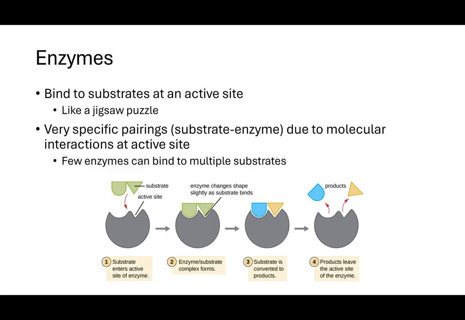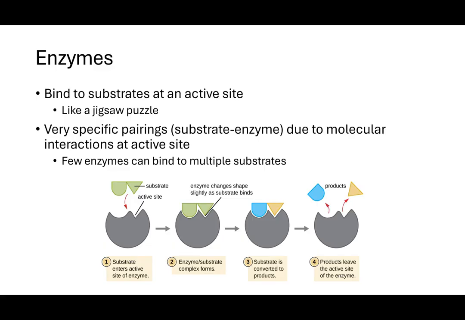So enzymes are going to bind to the substrates, so whatever they are going to act as a helper molecule. They bind at something called an active site. This kind of fits together like a jigsaw puzzle, so there's very, very specific patterns. So one enzyme is not going to bind to any substrate out there. These are very, very specific pairings of substrates and enzymes.